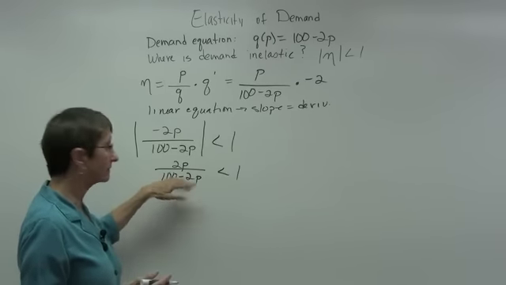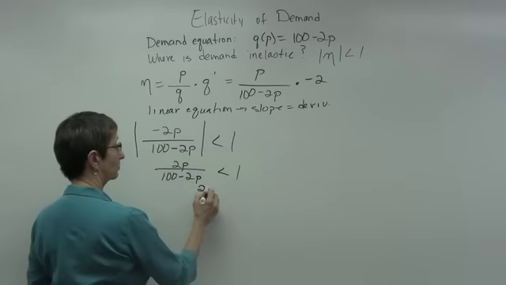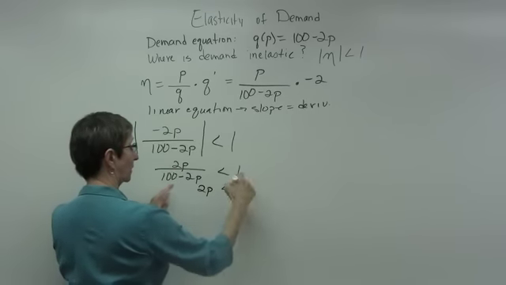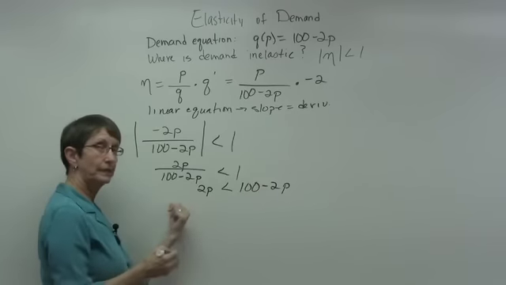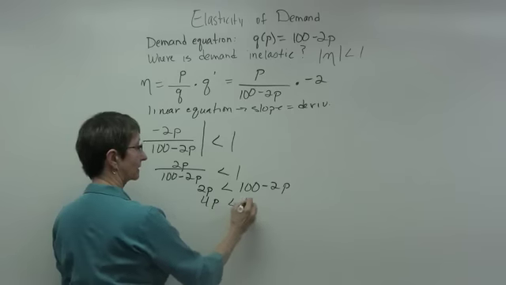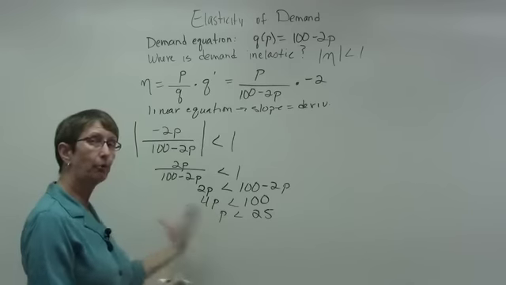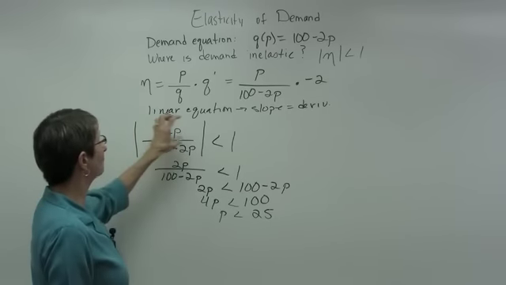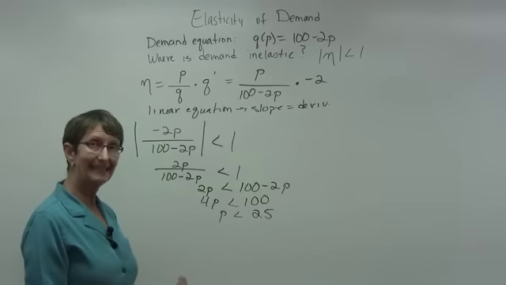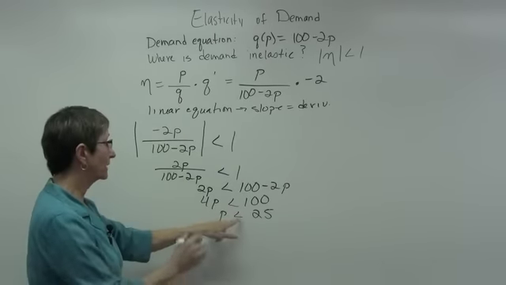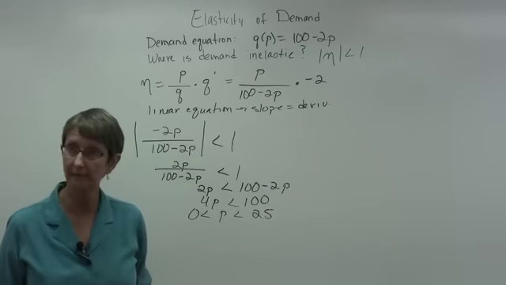Since Q is positive, I can multiply it on the other side, and I'll have the numerator 2P less than 1 times 100 minus 2P. Add 2P over here gives me 4P less than 100, so P is less than 25. So any prices that are less than 25, if I plug into my elasticity function, will be the demand is inelastic. Now, we know that P has to be greater than 0 because it is a positive number, always.